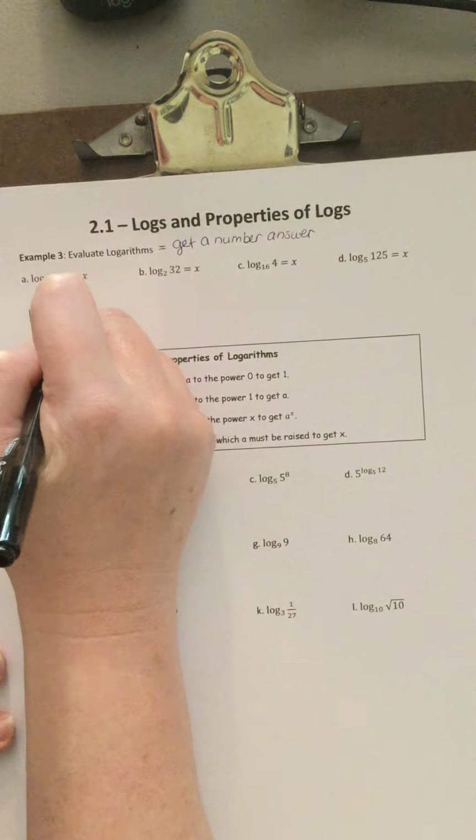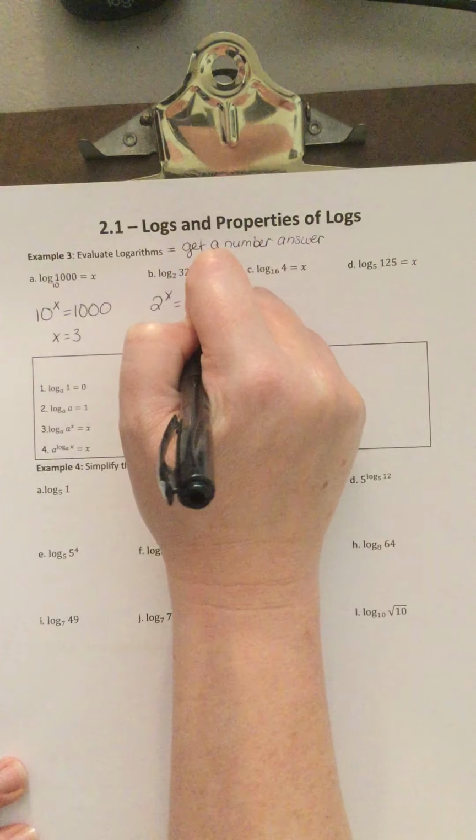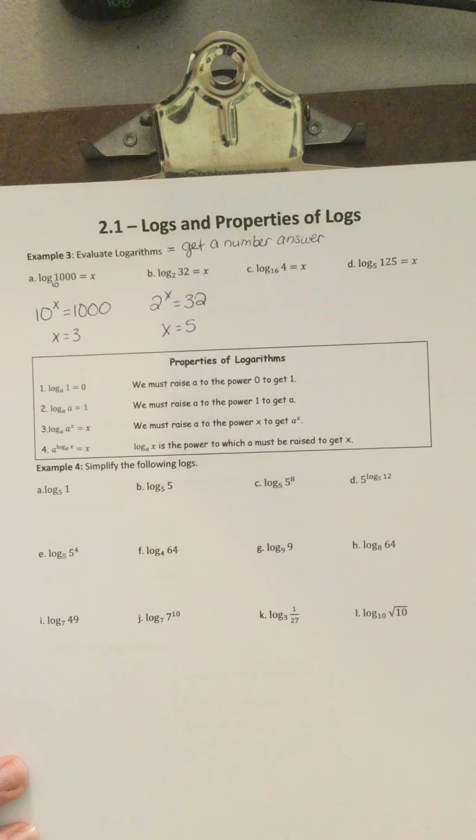All right, over here for letter B. So it'll be 2 to the x equals 32. All right, and again, got to go through and figure out our exponents. So 2 times 2 is 4, so that's 2. 4 times 2 is 8. 8 times 2 is 16. And 16 times 2 is 32. So x to the 5th power gives us 32. So 2 to the 5th gives us 32.